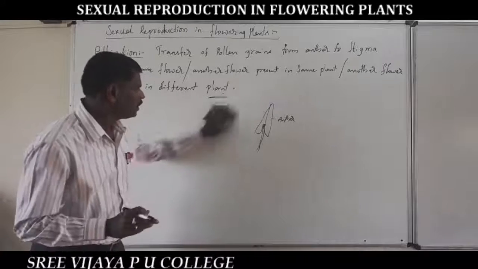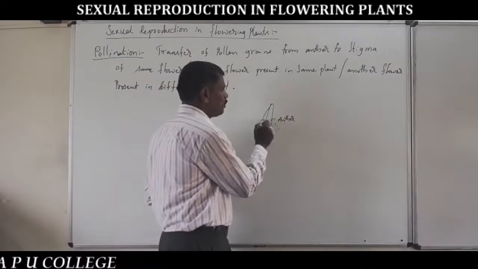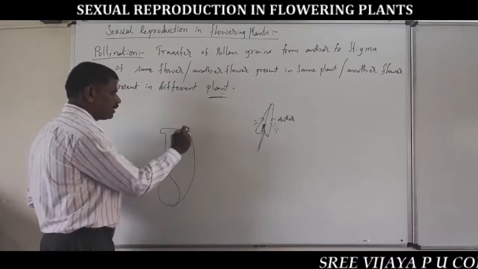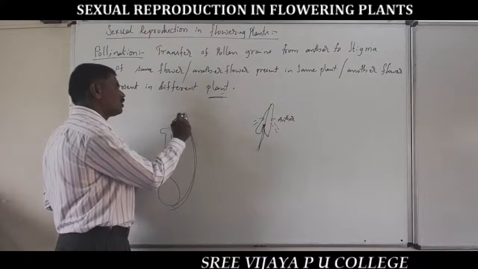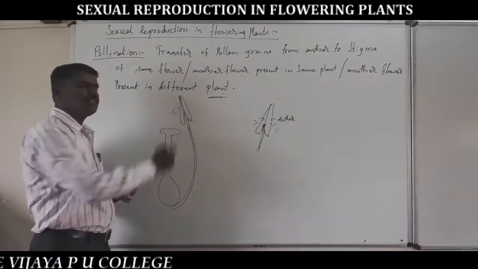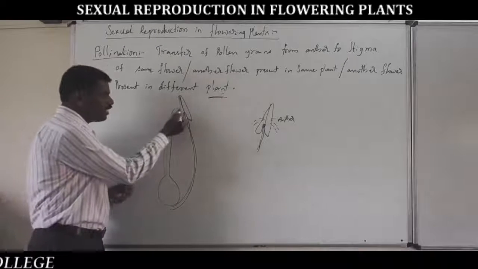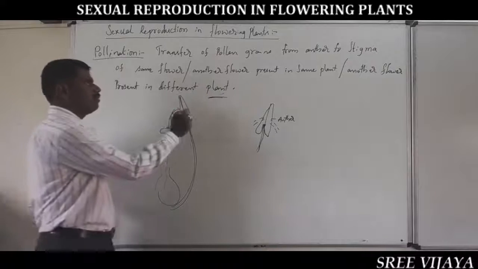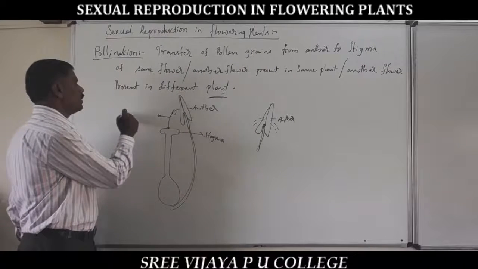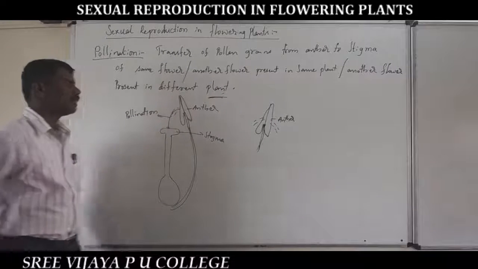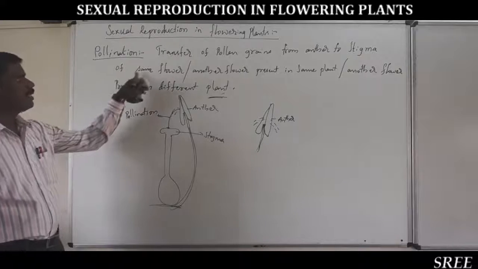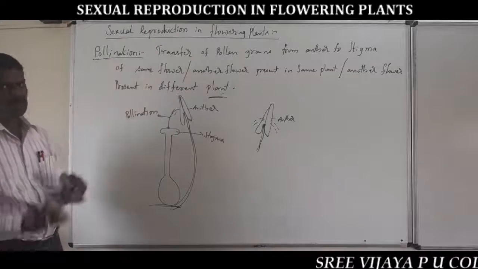These pollen grains are released from the anther. For example, a flower consists of different parts. At the time of maturation of the anther, it releases pollen grains. These pollen grains are transferred from the anther to the stigma. This phenomenon is called pollination, the transfer of pollen grains from anther to the stigma of either the same flower or another flower.